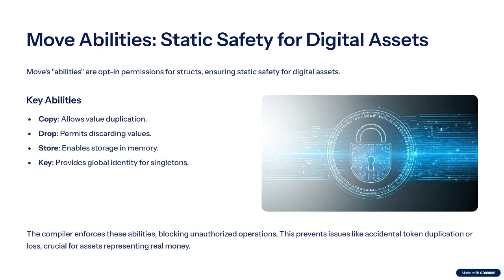Tokens forbid copying and dropping, configs welcome them, singleton objects need global identity. Once you internalize how each ability behaves, modeling new assets becomes a checklist exercise. Which operations should reality allow? Tick only those boxes. Let the compiler police everything else.